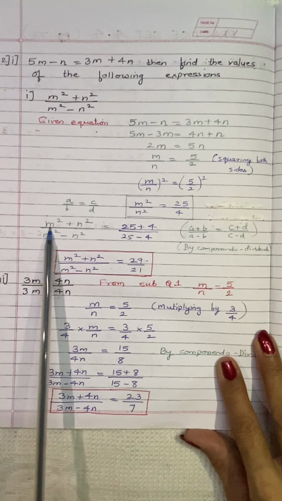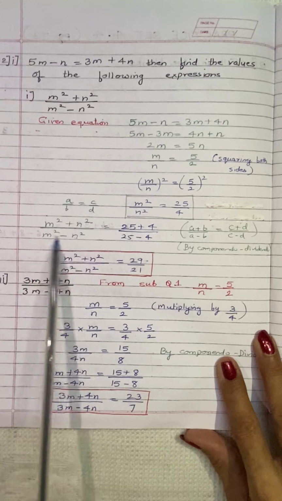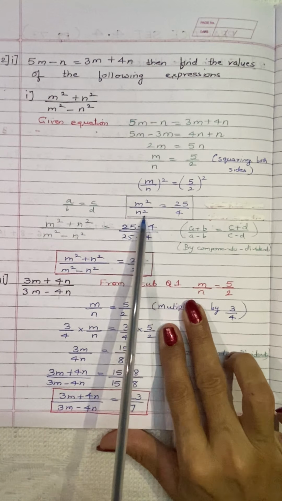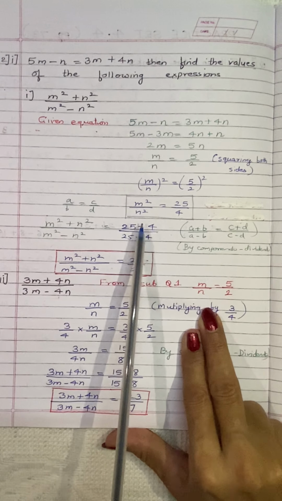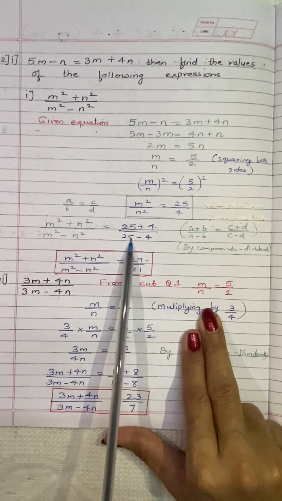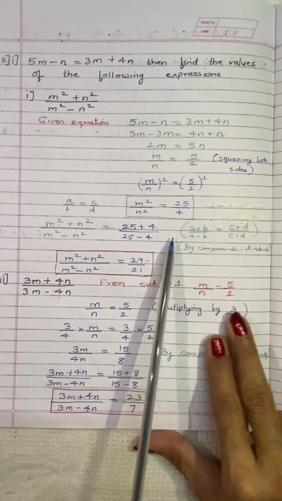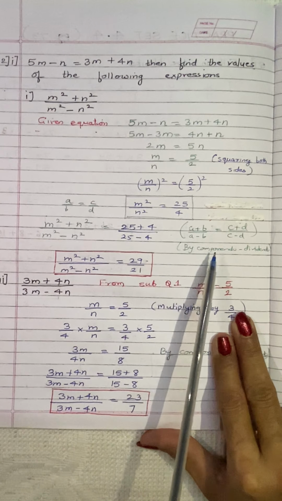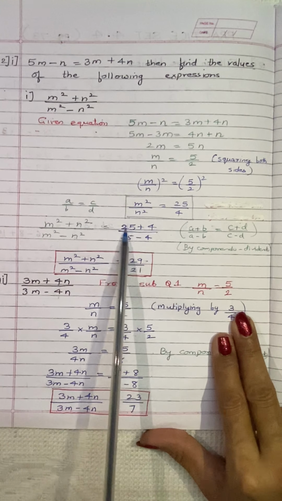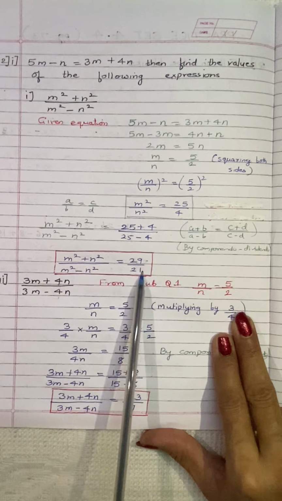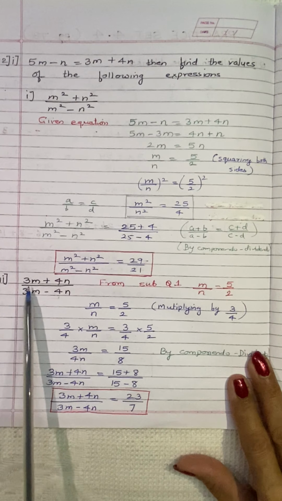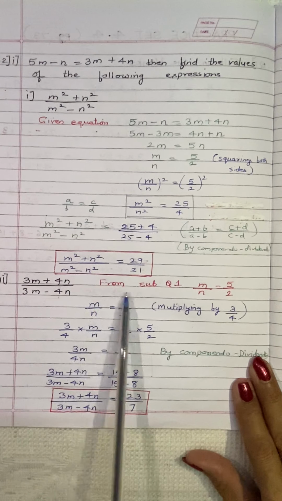Now the expression is m square plus n square upon m square minus n square. m square we will write as 25, n square we will write as 4, and in the same way, m square 25 minus 4. So this is by componendo and dividendo: 25 plus 4 is 29, and 25 minus 4 is 21. This is the answer. Second expression, 3m plus 4n upon 3m minus 4n.